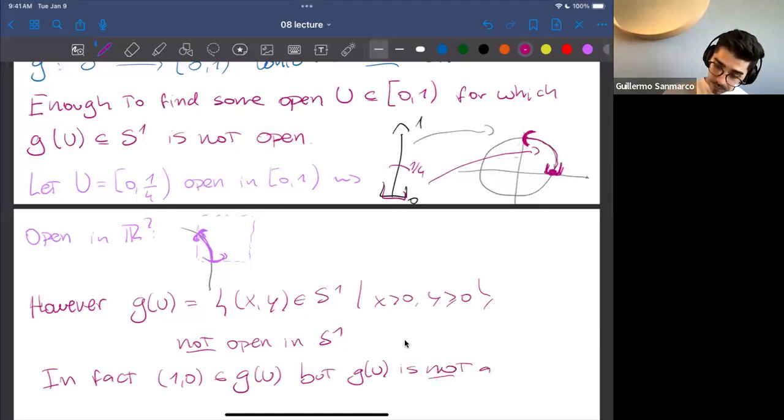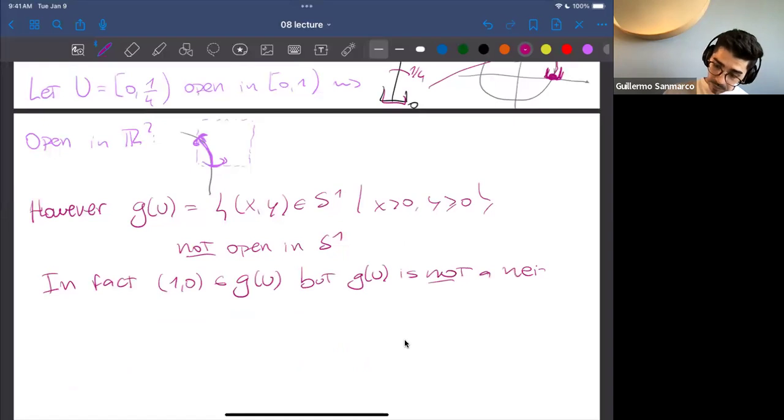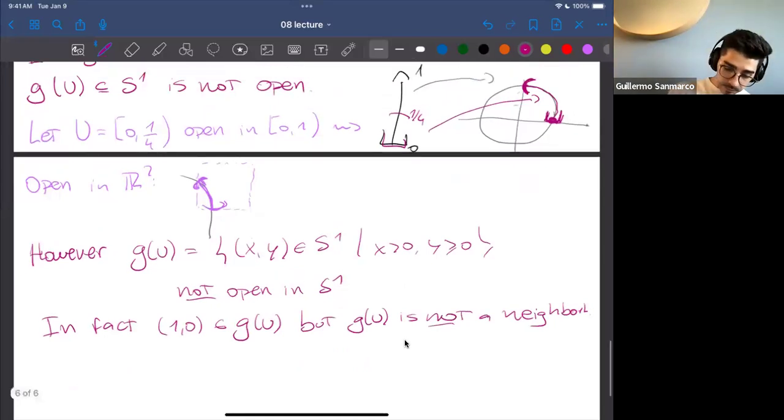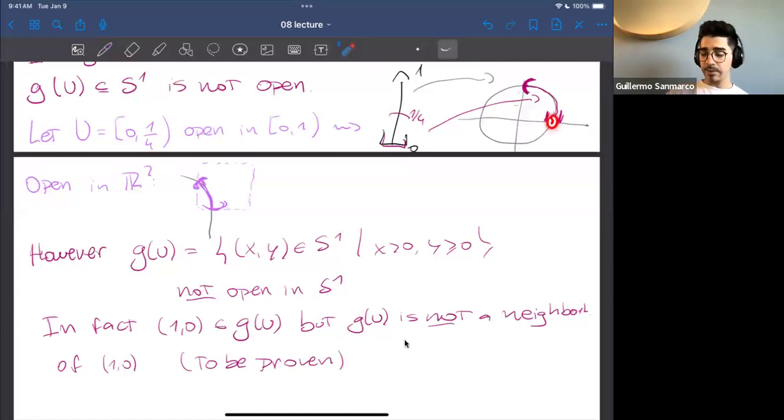It's not a neighborhood, because the moment you want to expand it, you need to go out of it. And this needs to be proven, but from the picture, it's clear. If you consider an open set, you're going to go beyond the open line. Any questions?